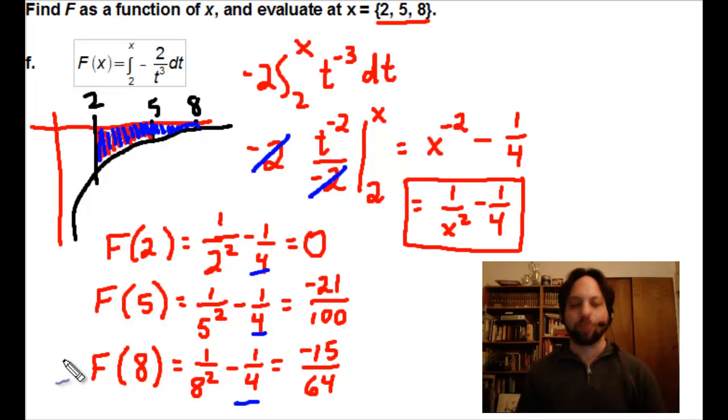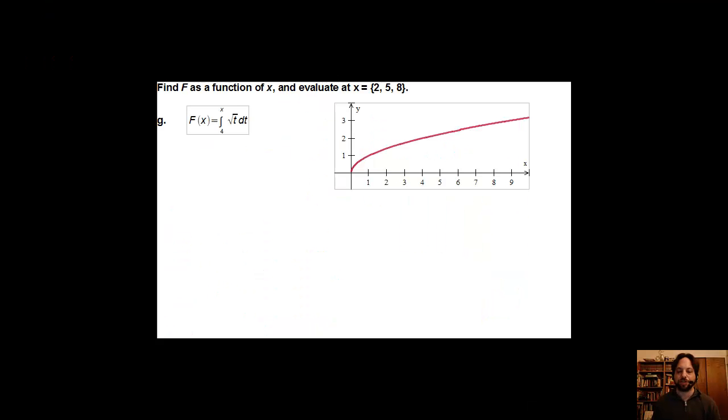So let's take a look at one more example, example G. Of course, I invite you to try this problem before we get to it, because we are going to get to it right now. So in example G, we're going to do the same thing we did back in example F. We have a different function this time, and I've drawn the graph for you. This is the graph of the square root of t.